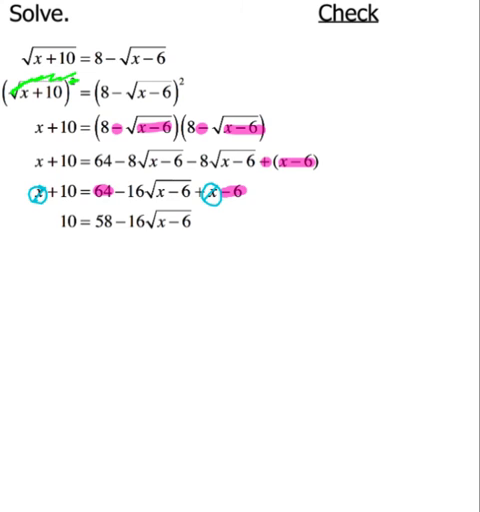Now, what we would do, of course, is we're going to take this 58 right here, and what you're going to do is subtract that. So 58 here is going to move to the other side, and when that happens, you'll subtract 58 and end up with negative 48. And then on the right-hand side, you'll have negative 16 times the square root of the quantity x minus 6, and then divide both sides by negative 16, and we will end up with 3.